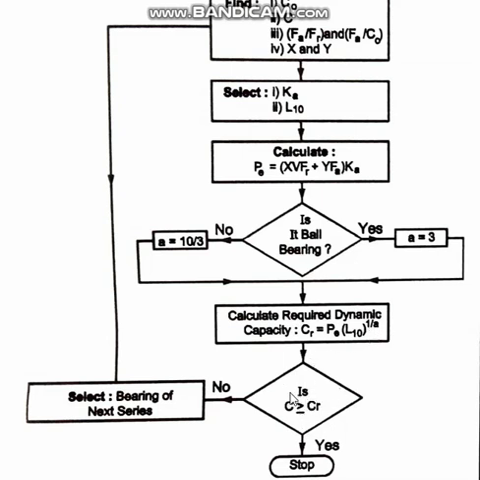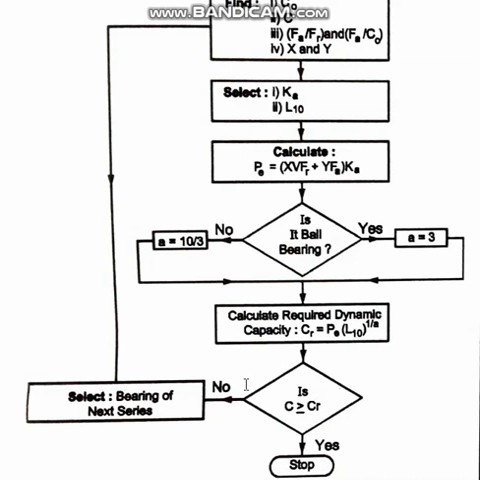And then here the comparison is being made. Okay, suppose the rating dynamic load capacity of the bearing is more than the required one, then we have chosen the right one, so you can stop.